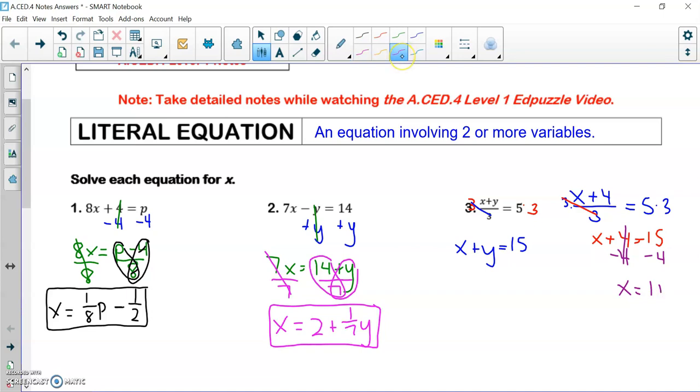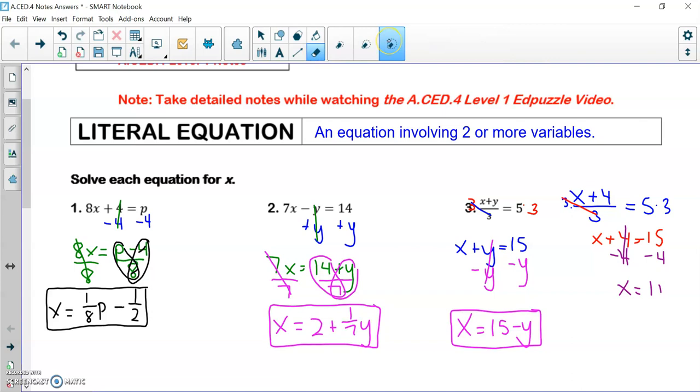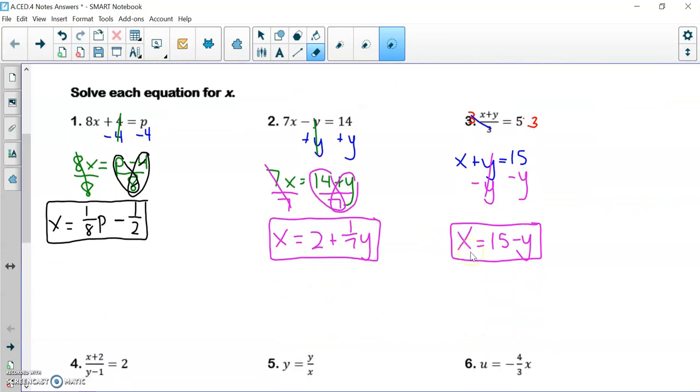In my blue equation, I'm going to do the same exact thing, but instead of subtracting 4, I'm going to subtract y from both sides, and I have x is equal to 15 minus y. And that's it. I solved for x. I isolated x, so I'm done. Again, this stuff on the right side was just an example to show you the process for number 3. It's the same exact process as solving just a normal equation.